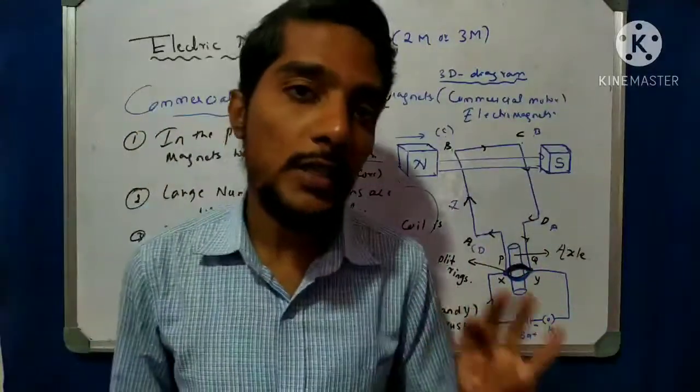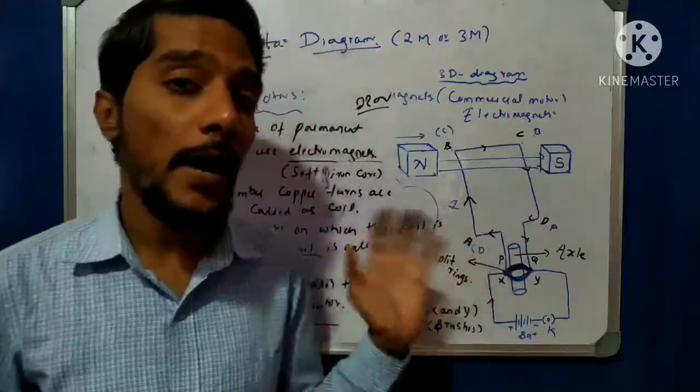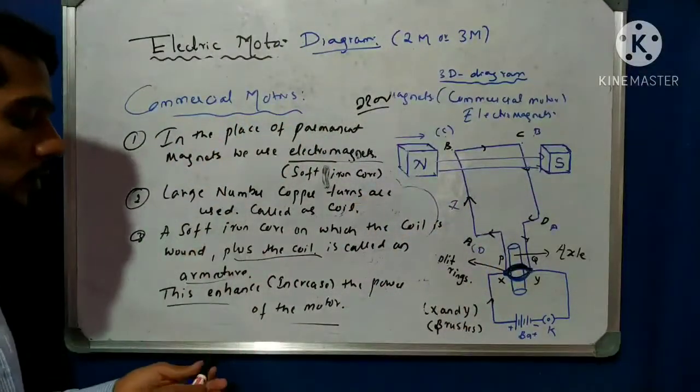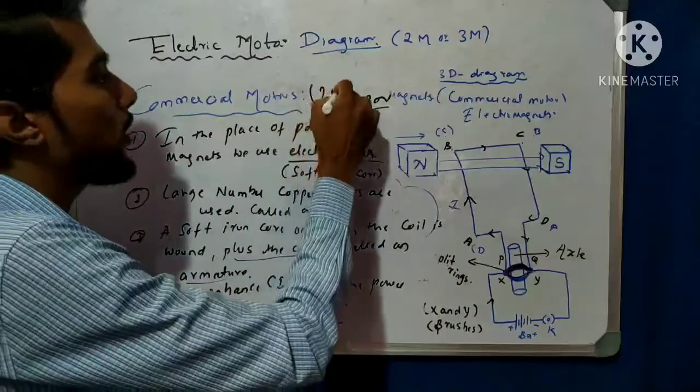So please remember all these: definition, principle, working, diagram, and the commercial use of the electric motor. Please write down all 3 points. Very important also for 2 marks. Okay, for 2 marks.